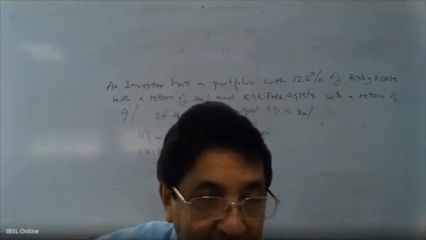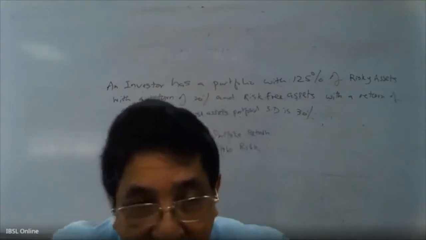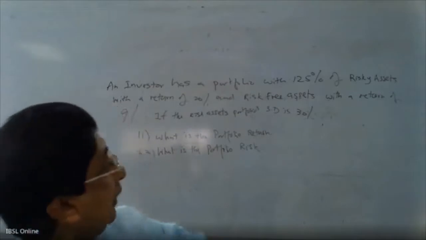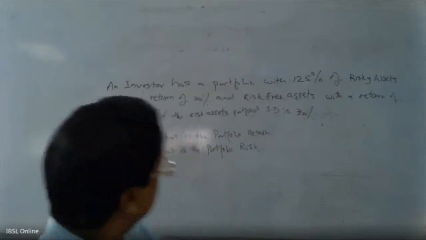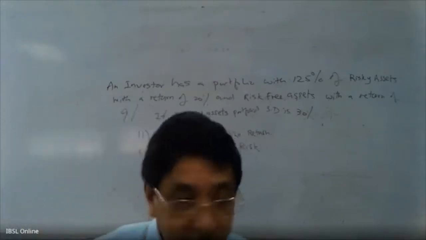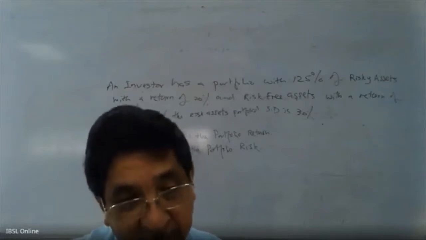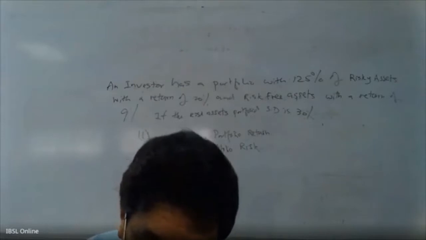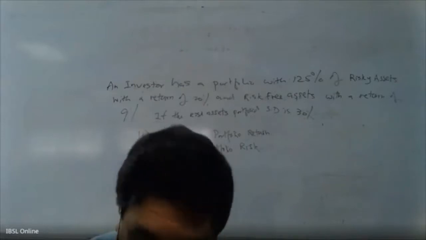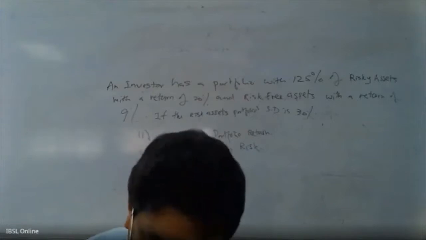I will just explain the way it has to be done. Sansala, you can just look at it. Now, 125% is the weight of risky assets, and its return is 20%. So you have to have 1.25 as the weight, and it is multiplied with 20%, that is 0.2. 1.25 into 0.2, or 1.25 into 20, whatever it is.